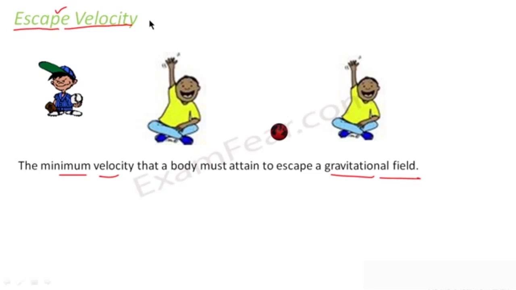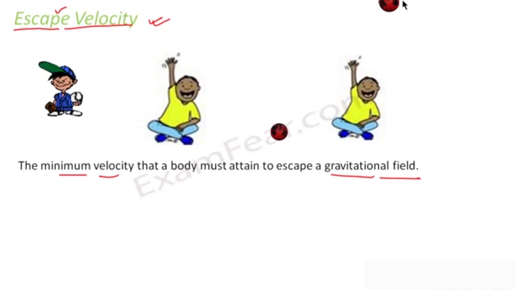So this velocity is known as escape velocity. Now you are also understanding why we call it escape velocity. Because a body, when it attains this value of velocity, escapes from the gravitational field. So just see, if you apply a velocity to this ball which is equal to escape velocity, it will just go out of the gravitational field of the earth. It will never come back to the ground.